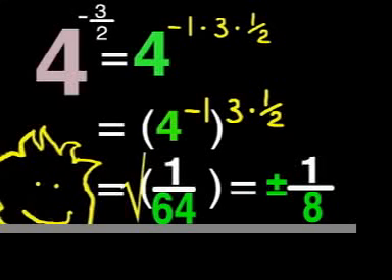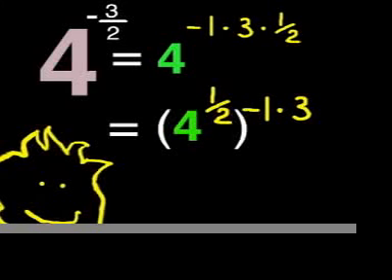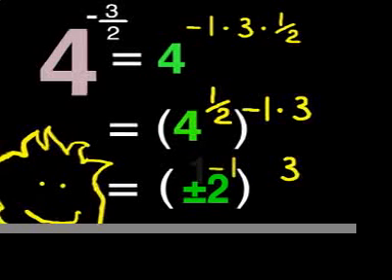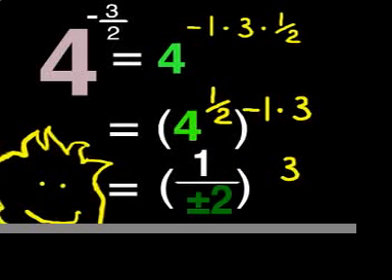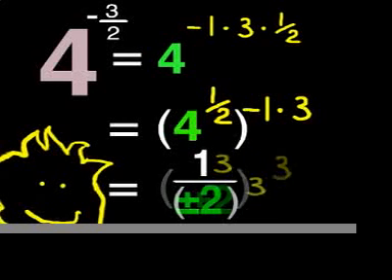We can also begin with taking the square root of 4. The square root of 4 is positive and negative 2. Then we distribute negative 1 power. And 3 power.